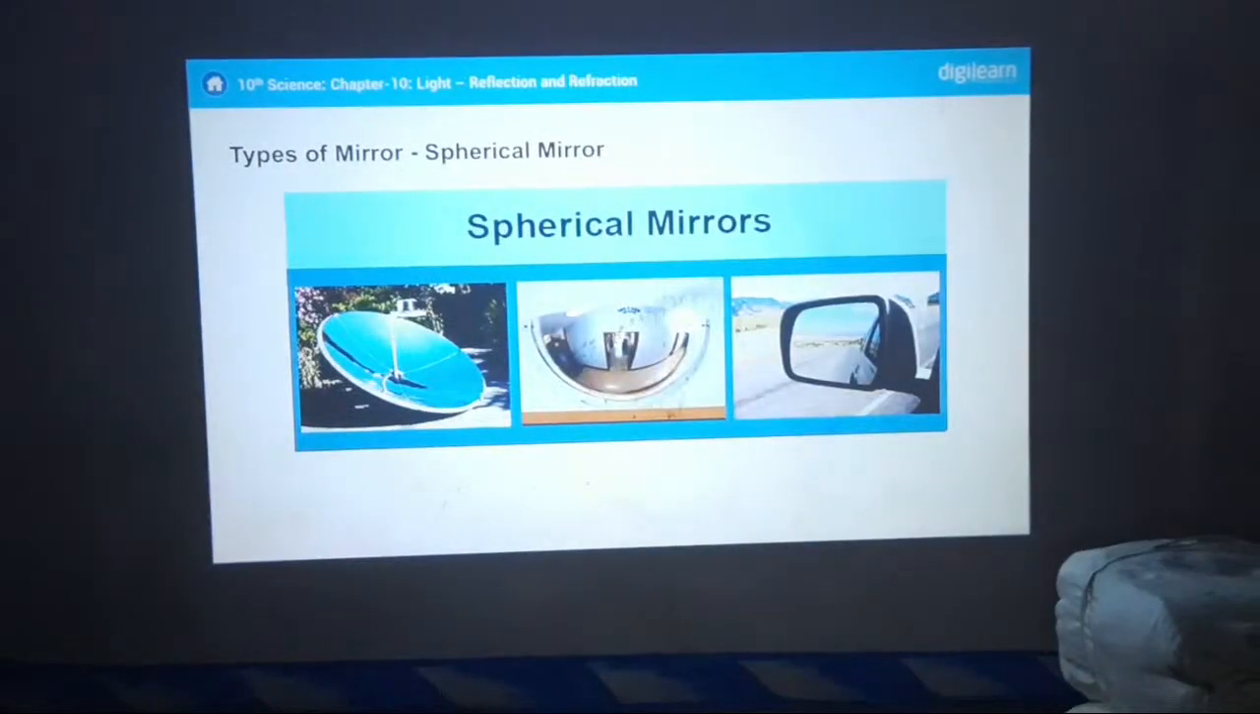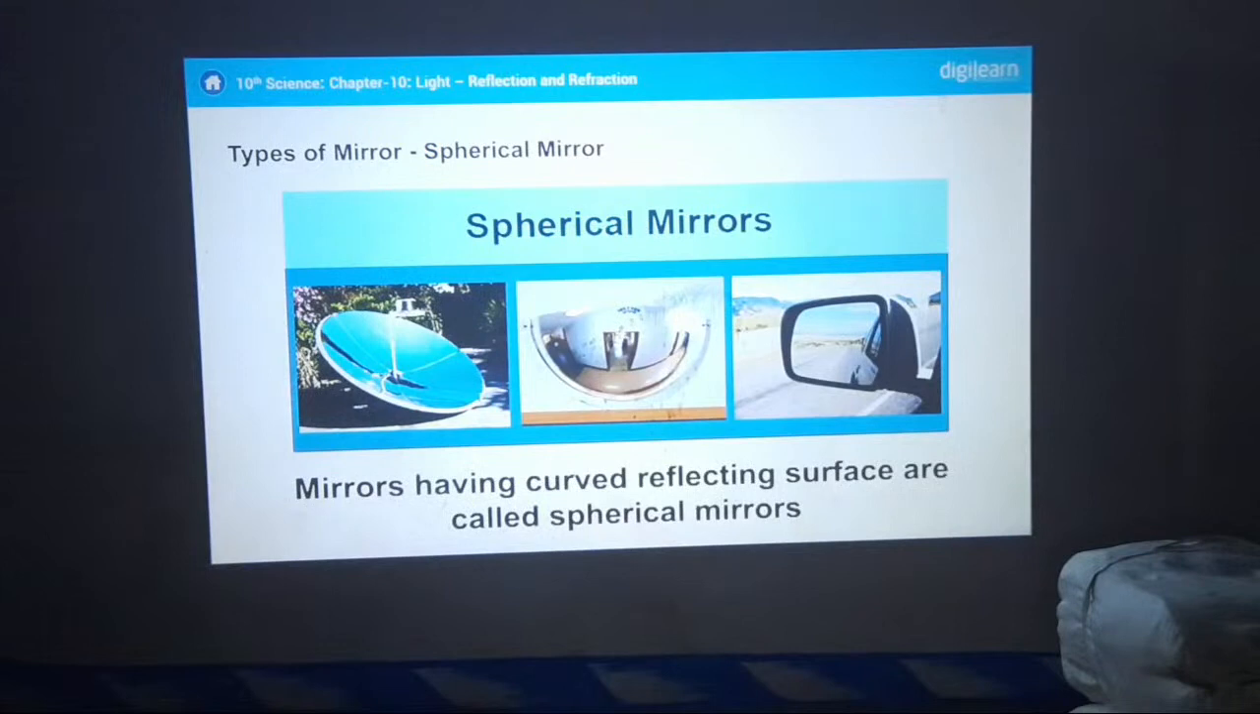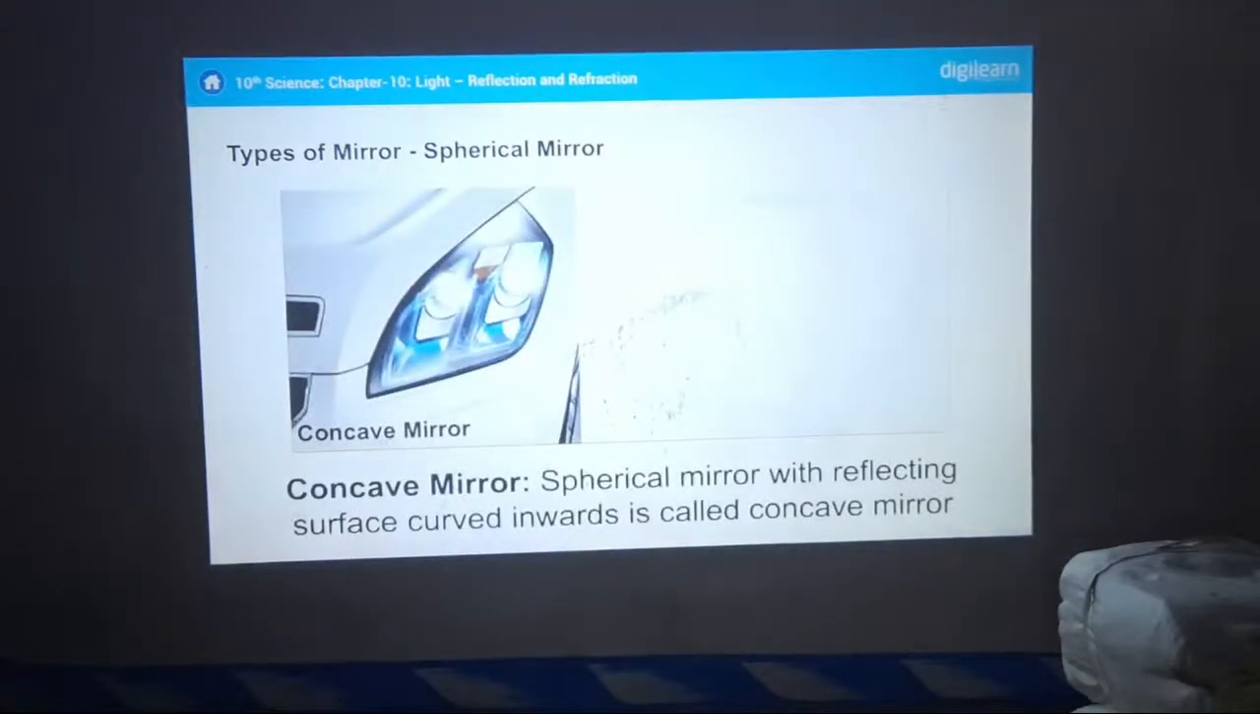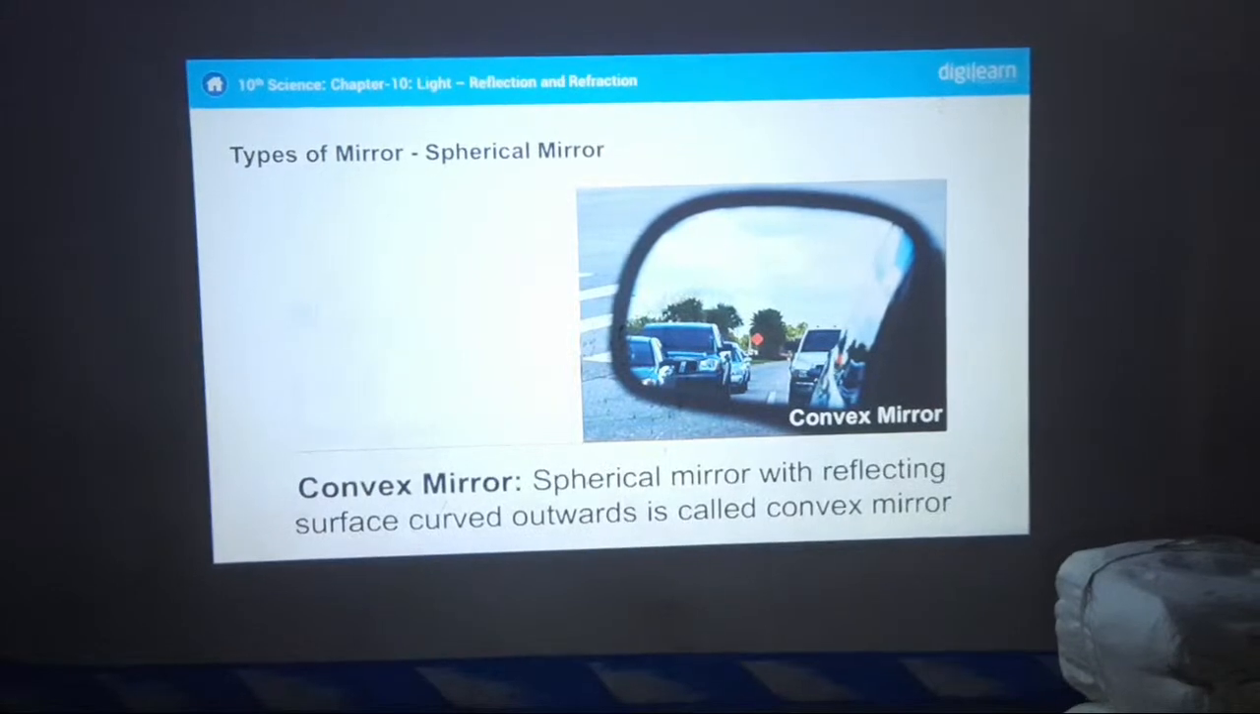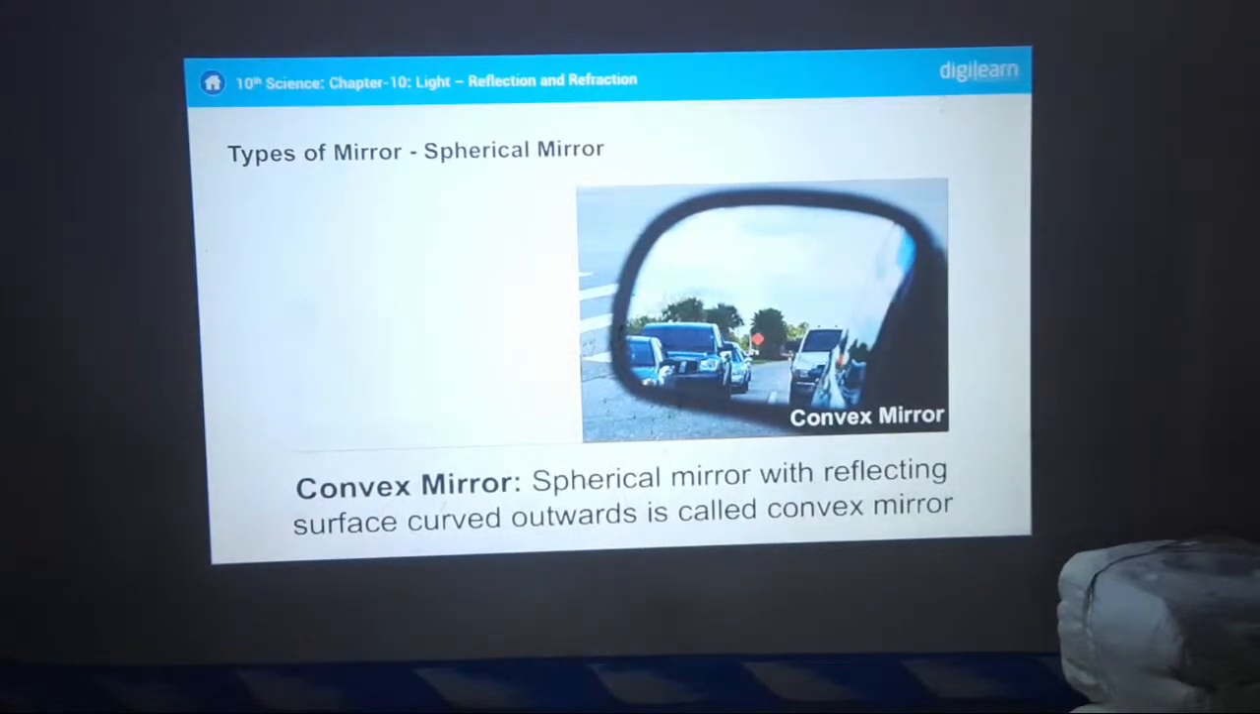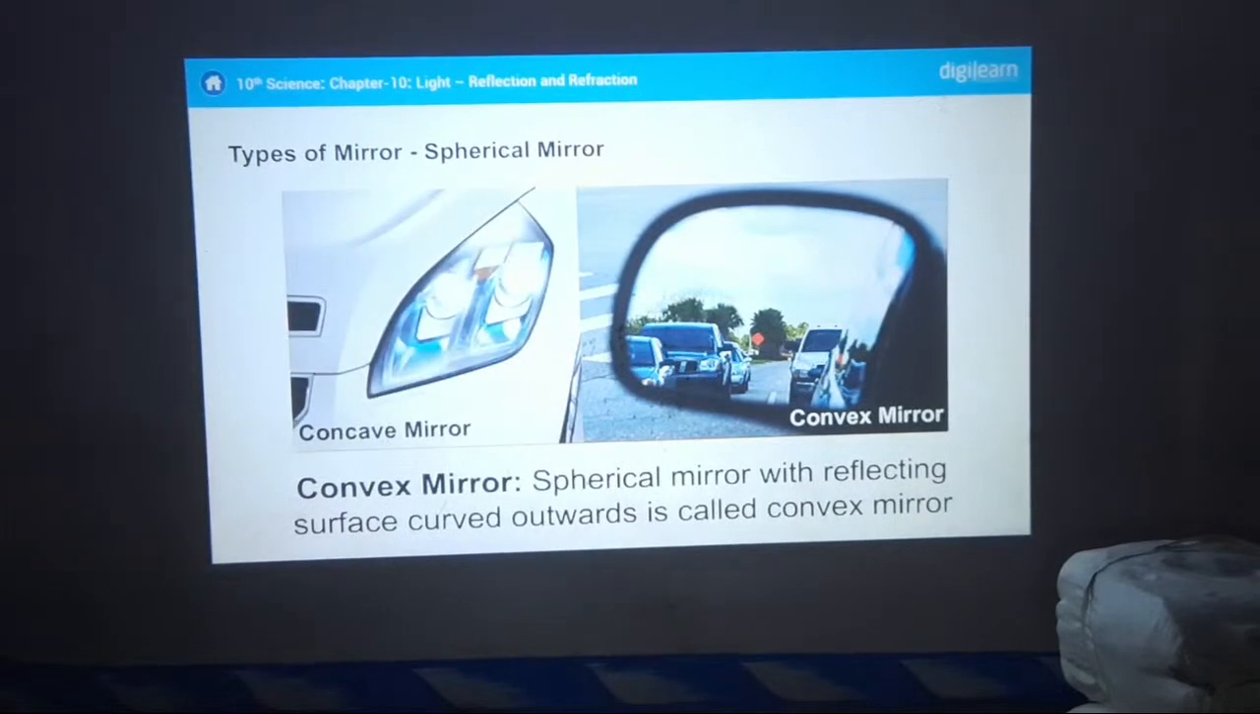Spherical mirror. Mirrors having a curved reflecting surface are called spherical mirrors. A spherical mirror is a part of a sphere. Types of spherical mirror. Concave mirror: a spherical mirror with the reflecting surface curved inwards is called a concave mirror. Convex mirror: a spherical mirror with the reflecting surface curved outwards is called a convex mirror. Laws of reflection are applicable to all types of mirrors.